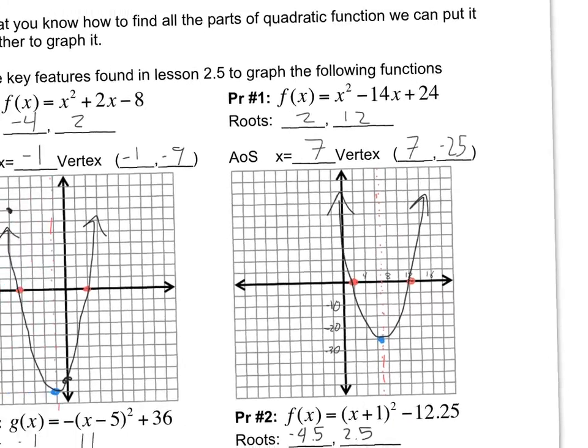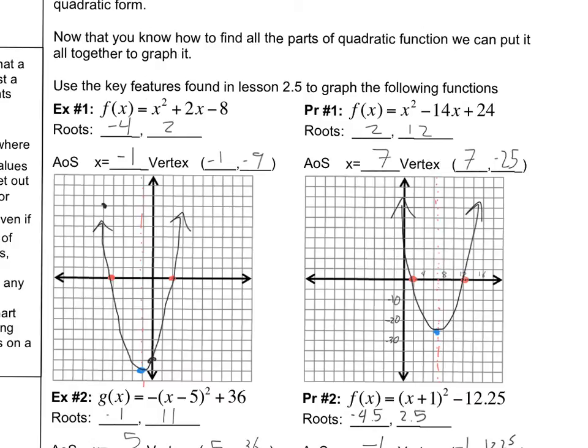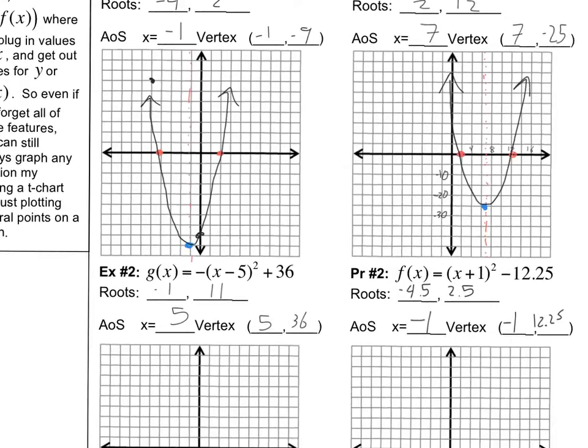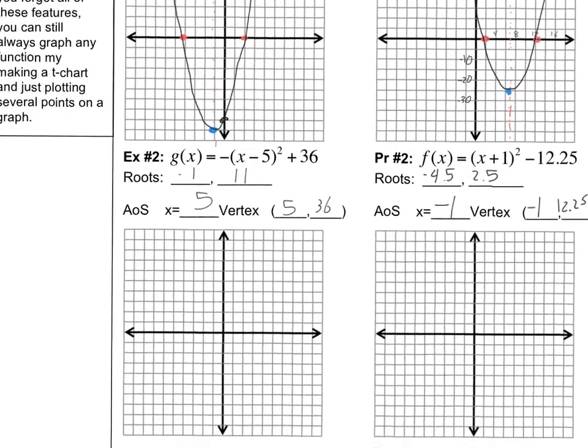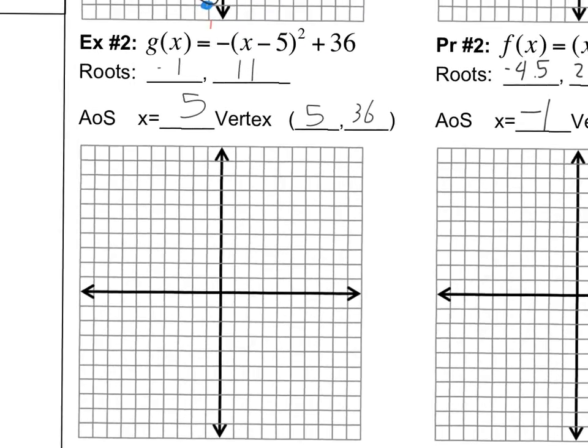I do want to point something out. Notice that there's not a negative in front of either of these x squareds. It's actually a positive value in front of the x squared. And you'll see that the graph opens up. In this next one, there is a negative in front of what will be our x squared if we were to put this in standard form. But there's a negative in front of the x squared specifically. So this one's actually going to open down. Okay, so we'll see how that works itself out here as we plot all the parts.